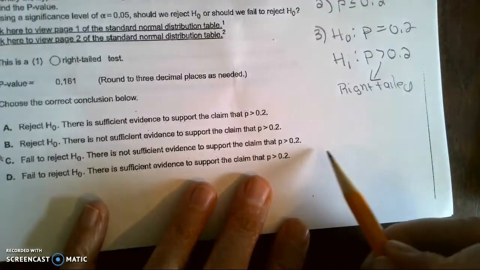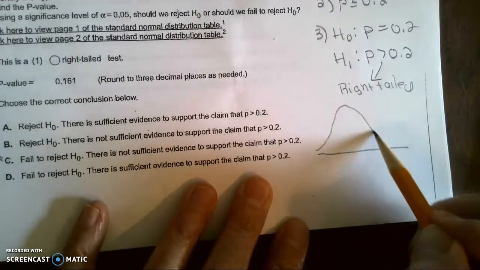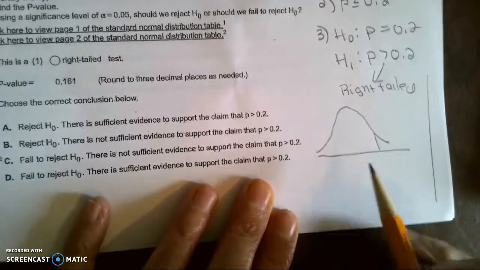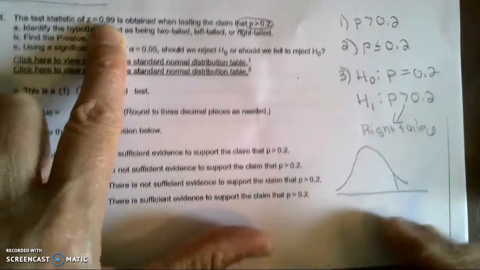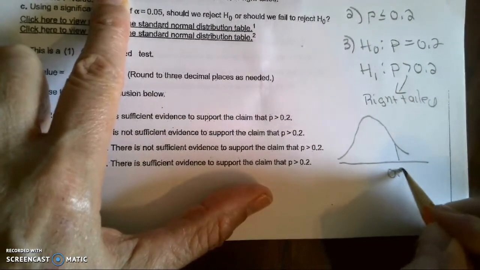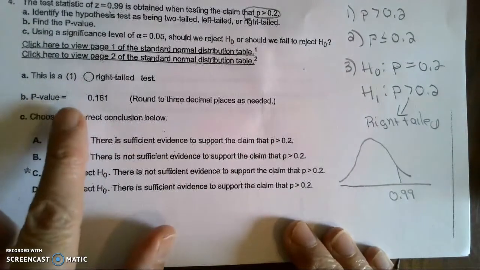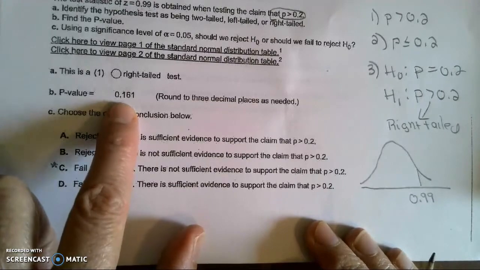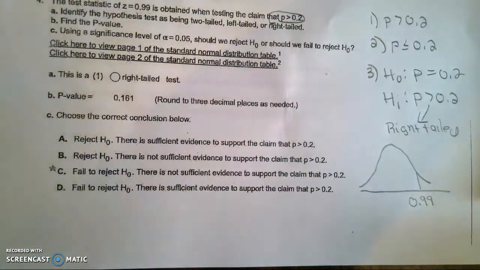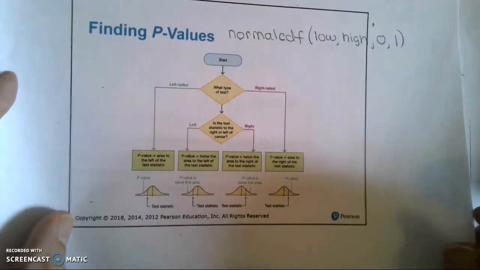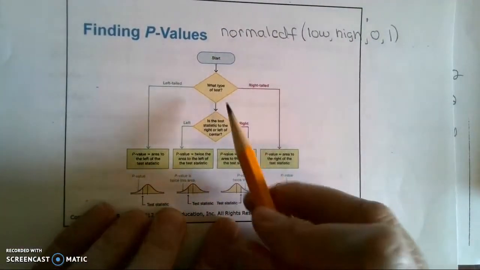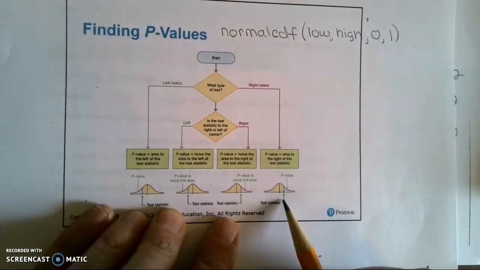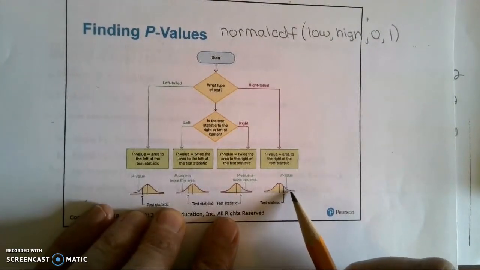So I'm going to draw a standard normal curve with a right tail. Now what I want to put here should be my test statistic, and they have to give it to you. There's my test statistic, 0.99. First they ask what type of test it is, then they want us to find the p-value. The way we find the p-value is we use normal CDF, and we follow this chart. It's a right-tailed test, so it's the area to the right of this test statistic. Our test statistic was 0.99, so I want to find this area right here.